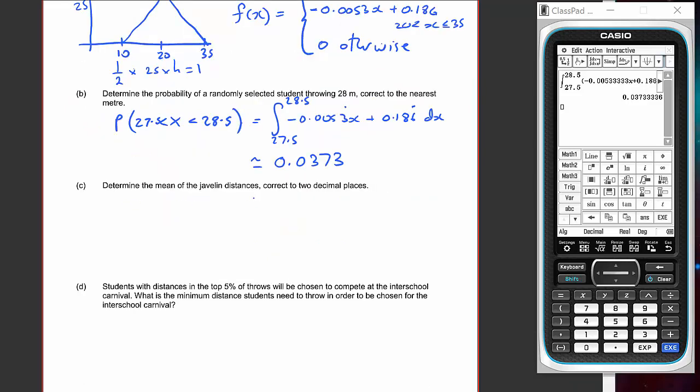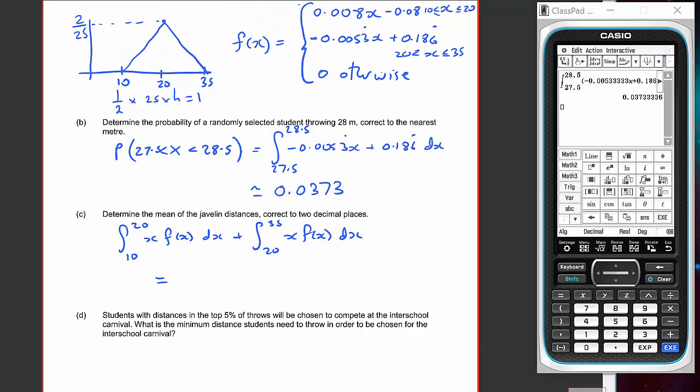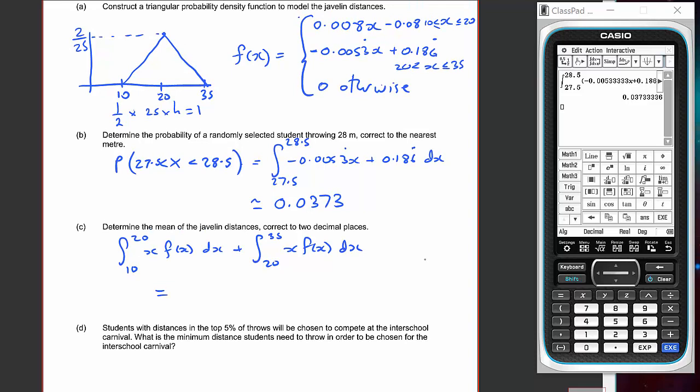Determine the mean of the javelin distances correct to 2 decimal places. Well, that's an expectation, so what we know is we're going to have the integral from 10 to 20 of x f of x plus the integral from 20 to 35 of x f of x, and of course it's a different part of the function in each of those cases. So we could do these separately because they never work for me very well when I try to do too much in one line.